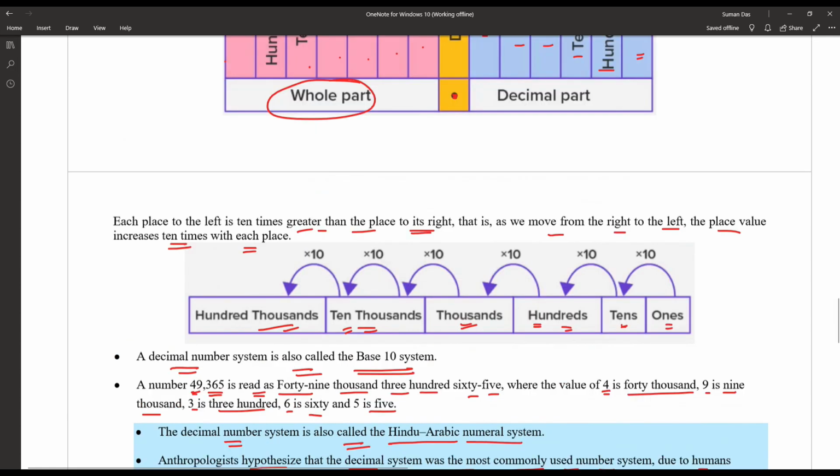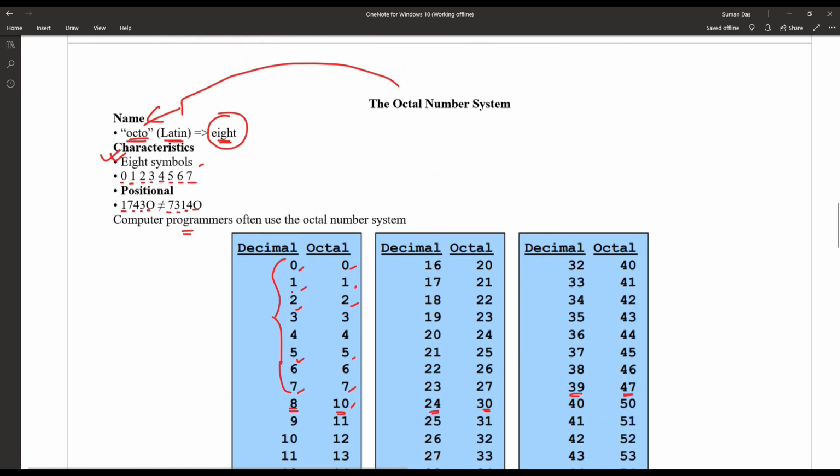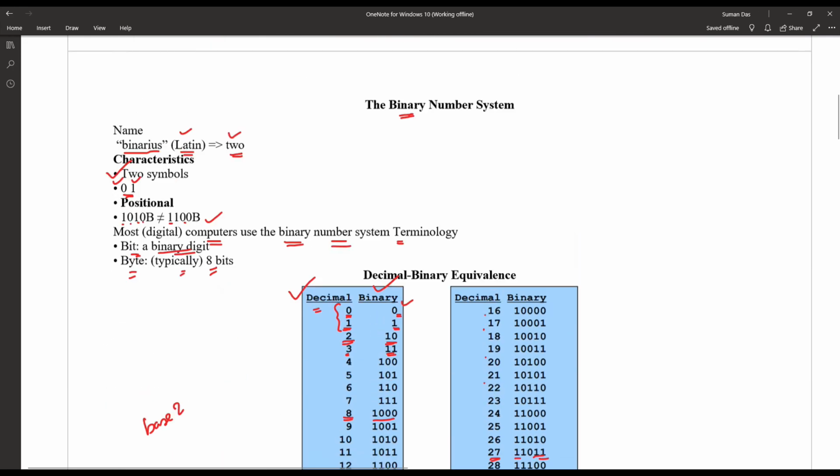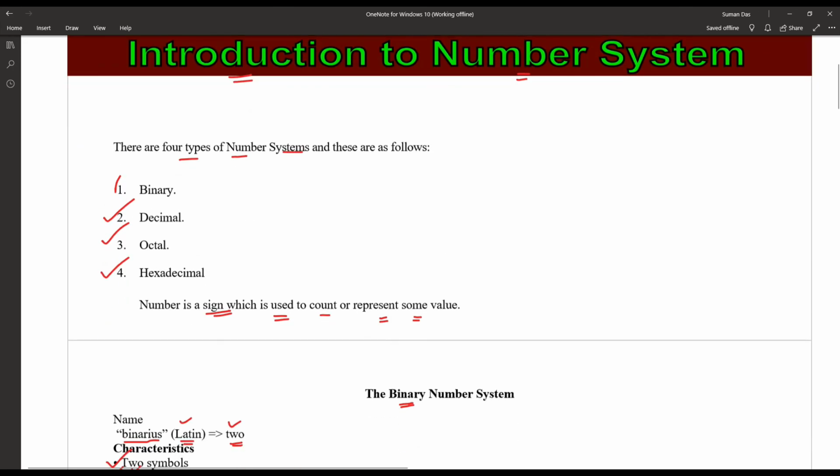So that is the introduction of the number system, where we have 4 types of number systems generally used, that is binary, decimal, octal and hexadecimal.